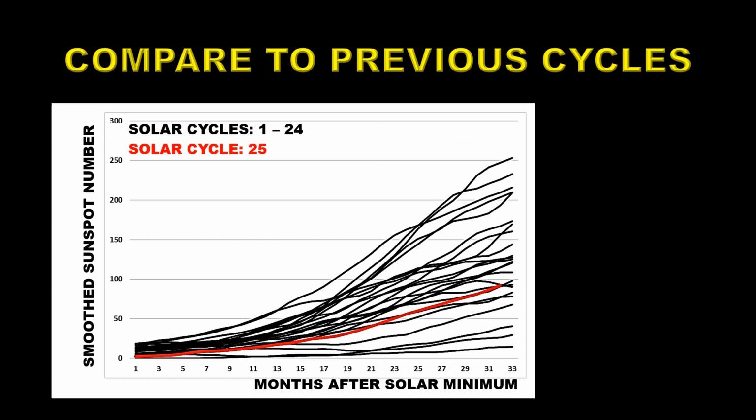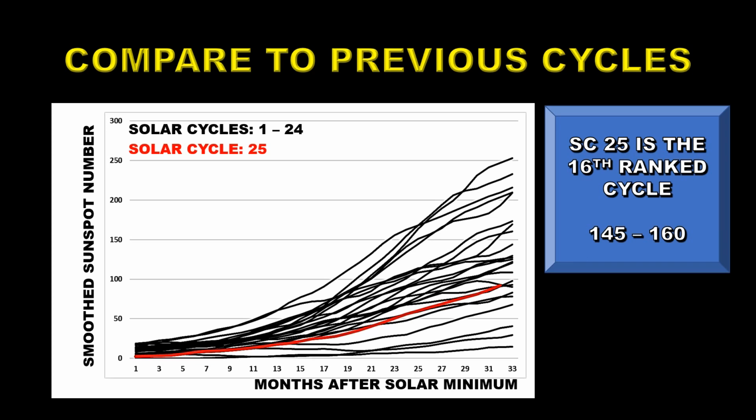One very popular method of predicting a solar cycle is to compare its progress with previous cycles. This is what I've done here. I've plotted the smooth sunspot number for all 25 cycles. The one in red is solar cycle 25, i.e. the current cycle. And you can see that it's in the 16th position as far as the biggest cycles are concerned. That would put it at a maximum of about 145 to 160. But it is still going up and may well overtake other cycles, so it might yet be higher than that.